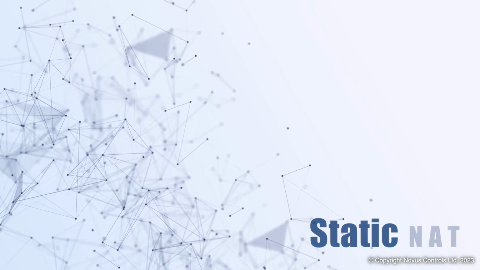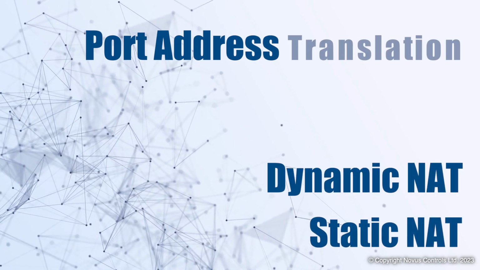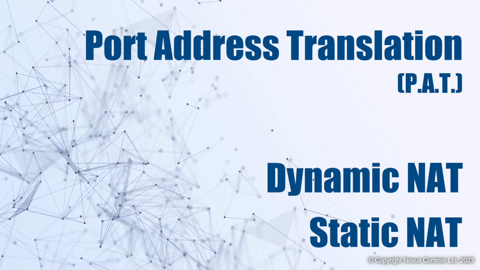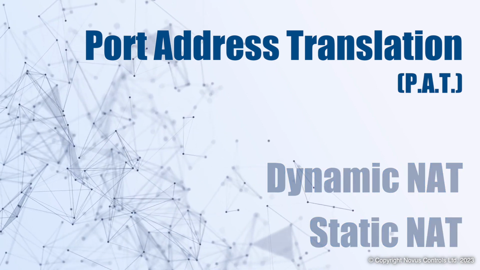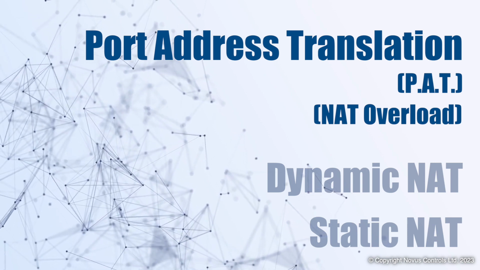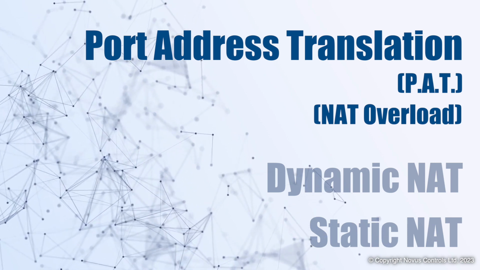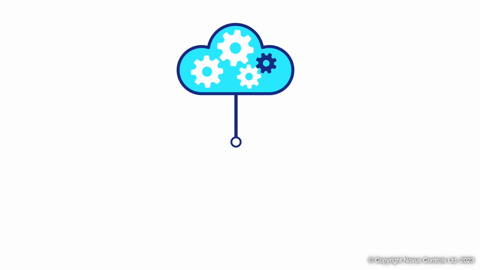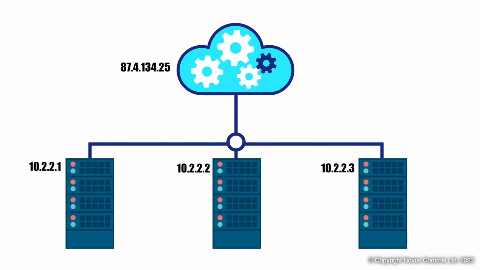There are three categories of network address translation: static, dynamic, and port address translation, PAT. Most commonly, we see PAT, which is also known as NAT overload, but let's take a look at the other two categories first. Static NAT is used to translate one public IP address to one private IP address. An example of where this might be used is when hosting a web server.